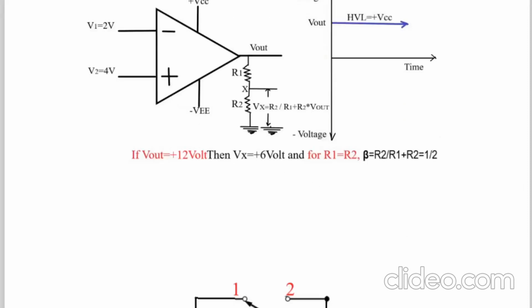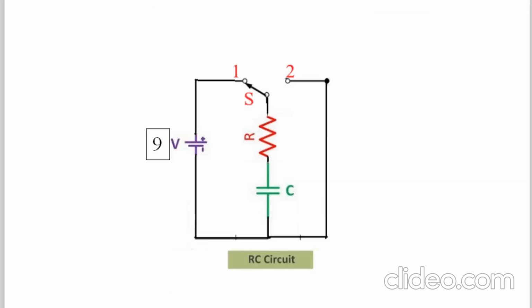Now let us proceed to one more new circuit, which is used in an astable multivibrator designed using IC741, that is, the operational amplifier. This circuit is also very simple. In this circuit you see a 9 volt DC battery, a resistor R and a capacitor C in series, and there is a switch. This switch S is single pole double throw. You can throw the switch to pin number 1, or you can throw the switch to pin number 2.